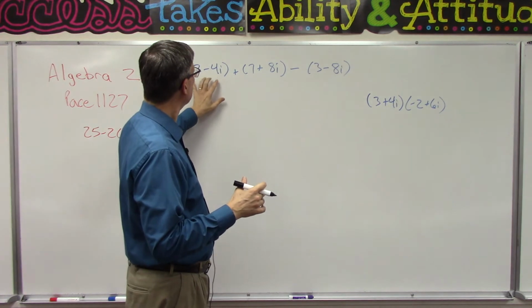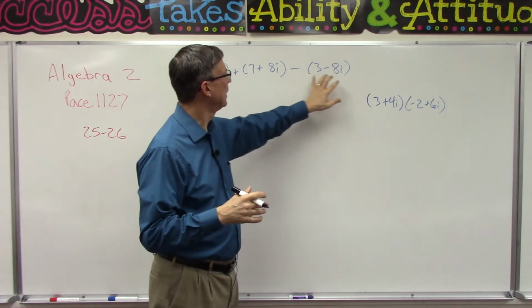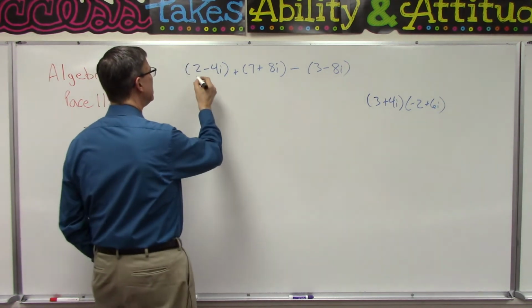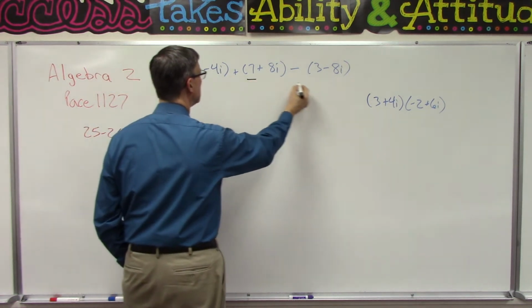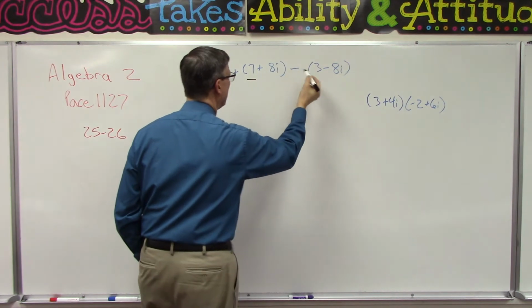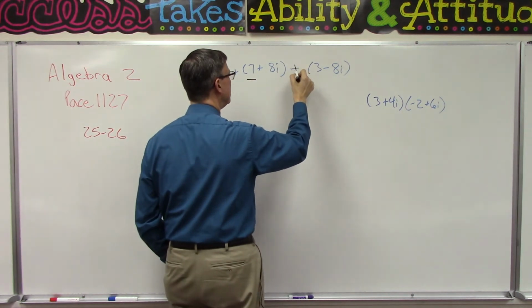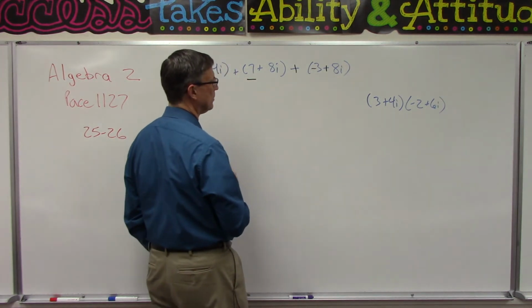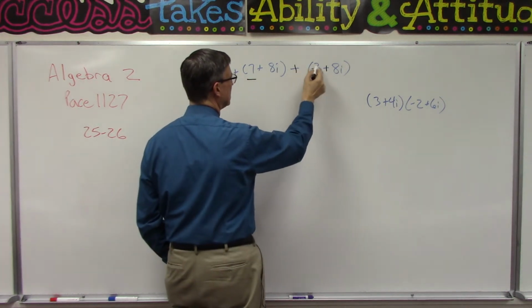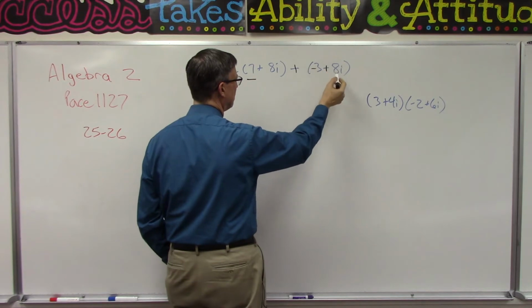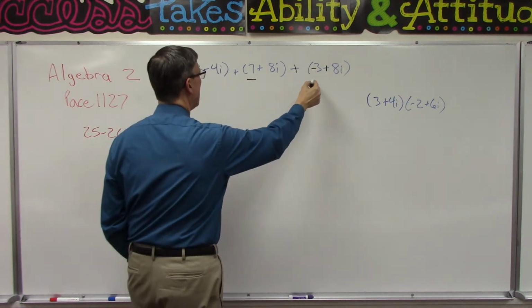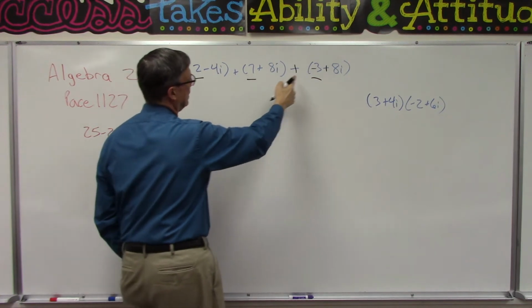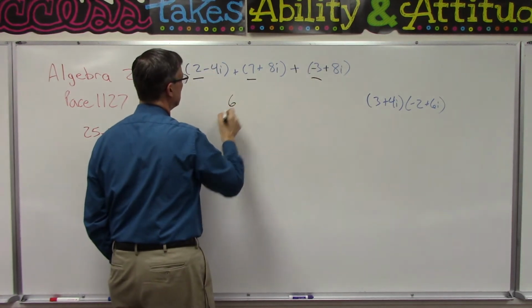So I'm technically adding three complex numbers. This one's subtracting, but let's see what happens here. What we do is we take the real parts and just add them together. Now I'm going to go ahead and distribute this negative, so it changes both of these to become their opposites, right? This negative makes this negative a positive. So I'm going to add 2 plus 7, so I get 9, 9 minus 3, 6.